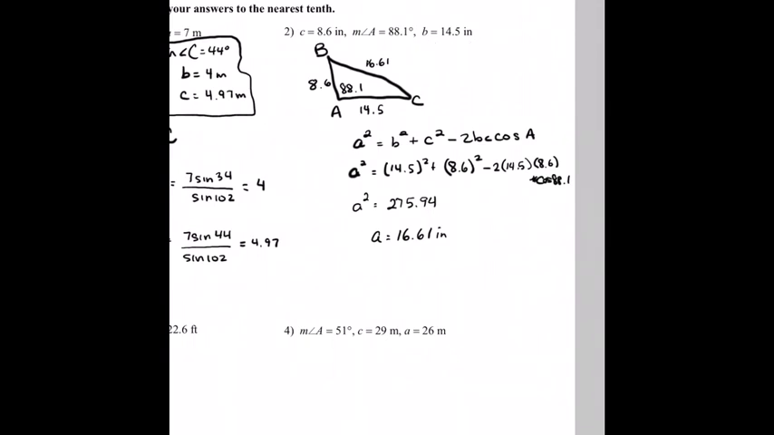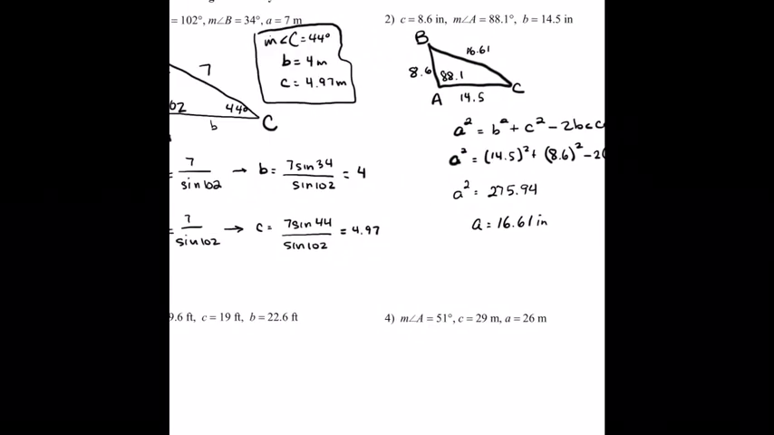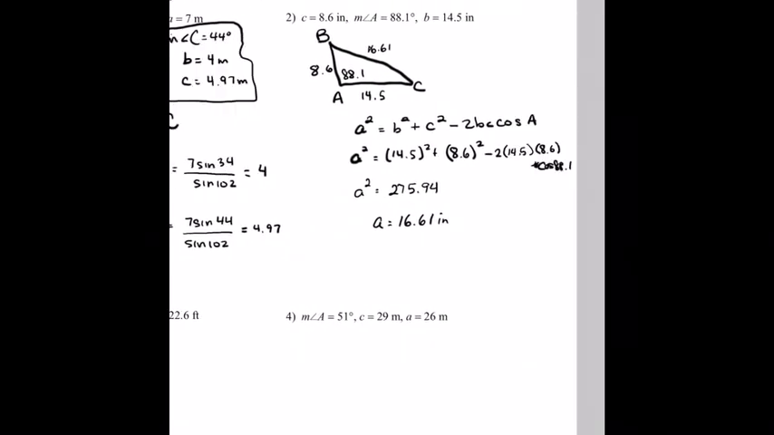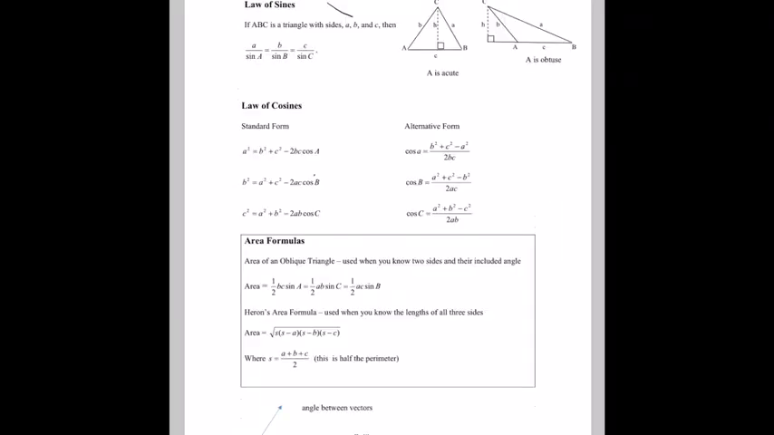So we found that missing side using law of cosines. Now we have three sides and an angle, so we need to find the other two angles. And since we're already on law of cosines, just stick with it. If we want to find angle B, for example, let's go back to the law of cosines formula sheet.